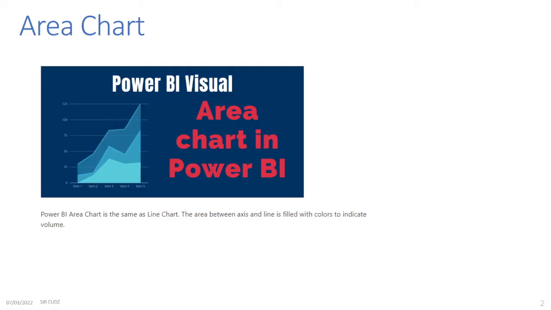So here we have an area chart. How do we create an area chart? An area chart looks something like this. A Power BI area chart is the same as a line chart. The difference is that the area between the axis and the line is filled with colors to indicate the volume. So that's the difference.